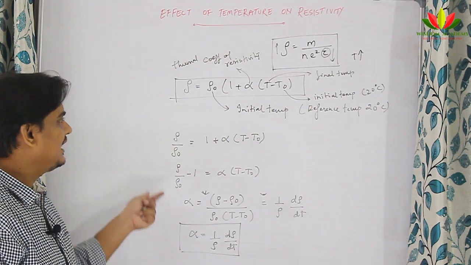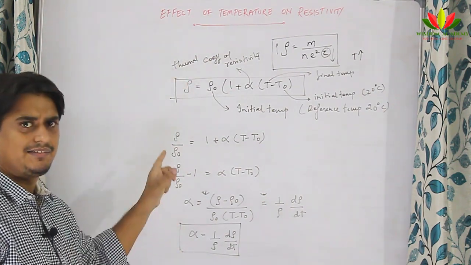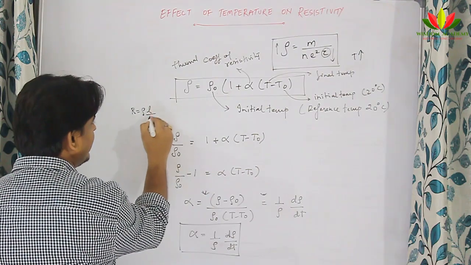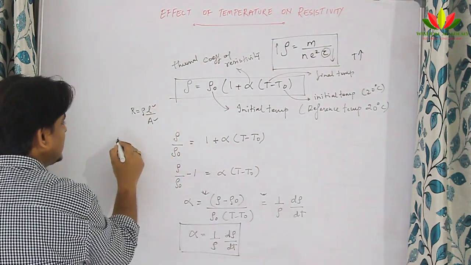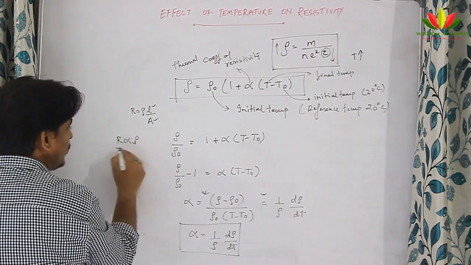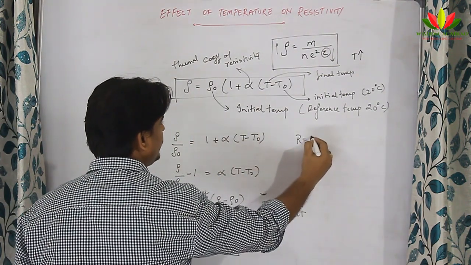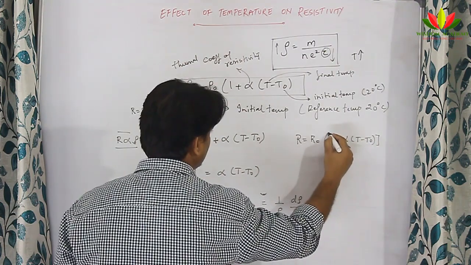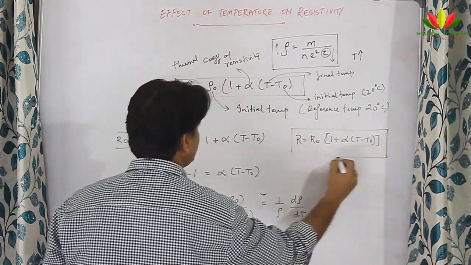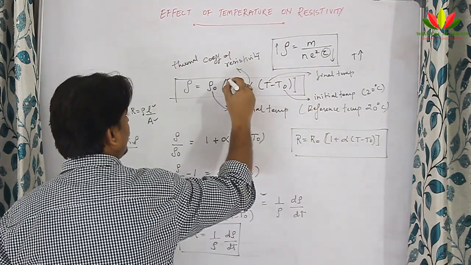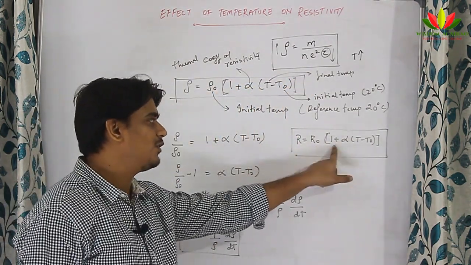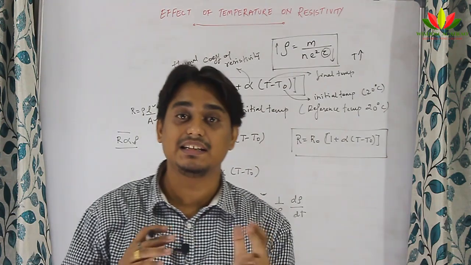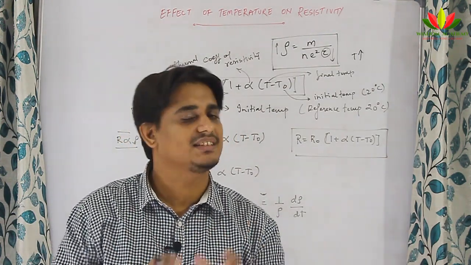So, I have talked about everything in terms of resistivity. If you want to write it for resistance, you can, because we know that R is equal to rho L by A. So, for a given length and area of cross section, R is proportional to rho. So, I can write here also R is equal to R naught into 1 plus alpha into T minus T naught. Even this is correct. These two expressions tell us how the resistivity and resistance will increase when the temperature of any conductor is increasing.